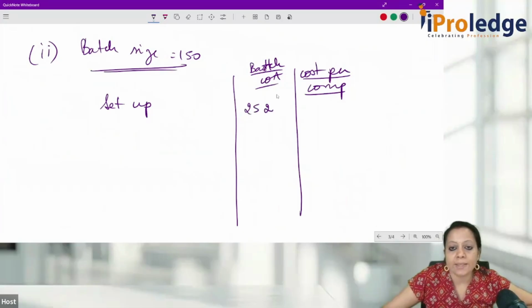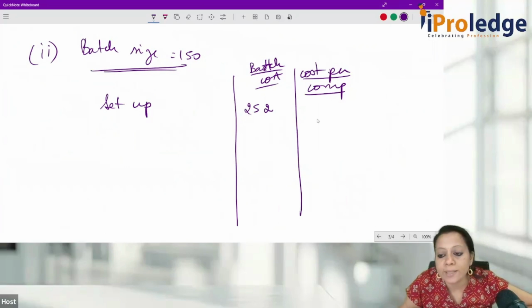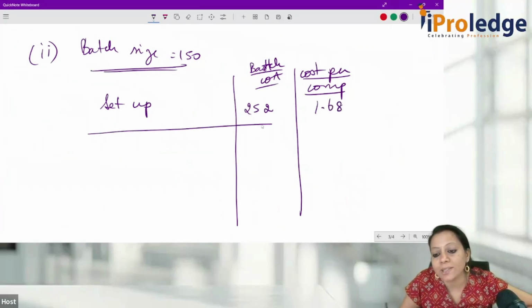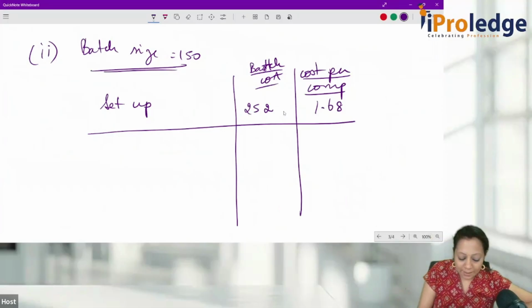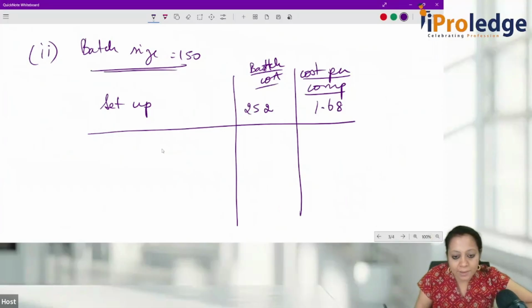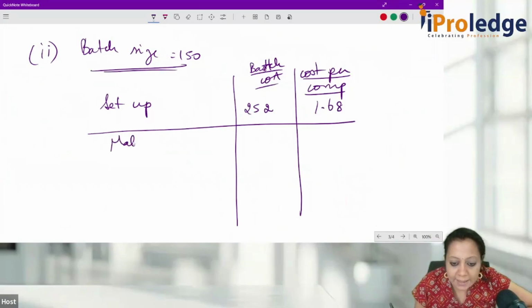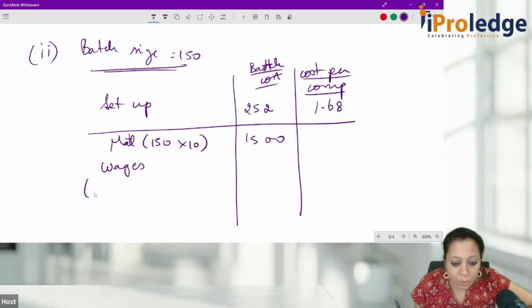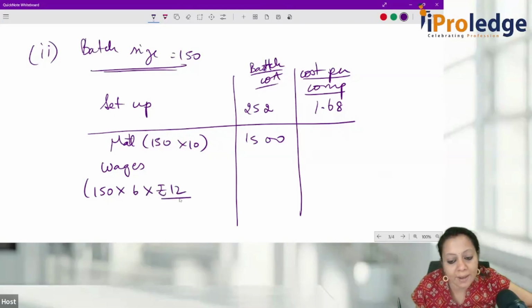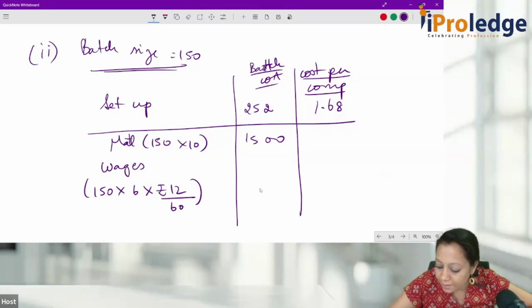Now cost per component will change, 252 divided by 150. It is going to be 1.68 because it is a fixed cost. That is why. Okay. Now we will consider the other variable cost. Variable cost is nothing but material. That is going to be 150 into 10, 1500. Wages is going to be 150 into 6 into rupees 12 divided by 60. Yes, dear. So 150 into 12 divided by 10. 180? Yes.